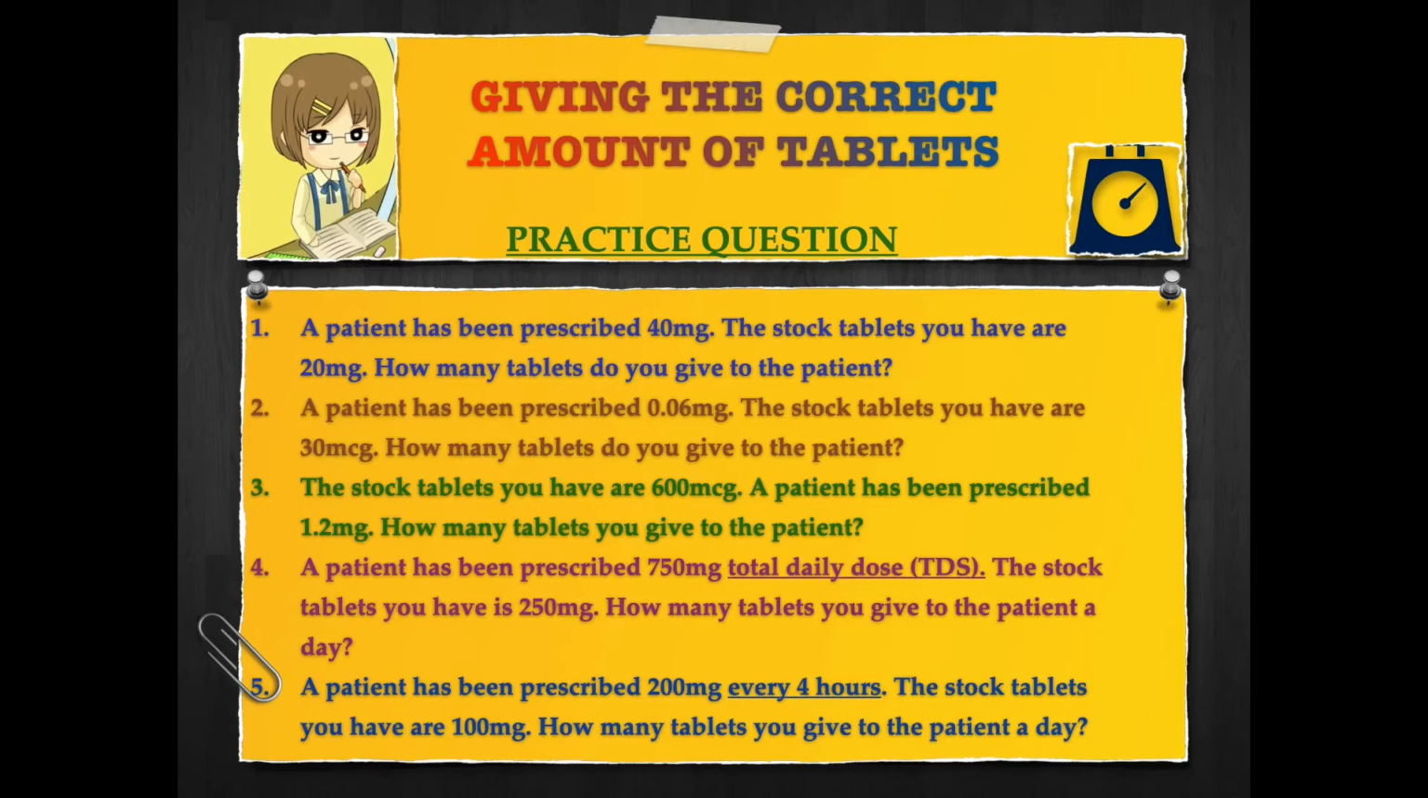Fifth question is, a patient has been prescribed 200 milligram every 4 hours. The stock tablets you have are 100 milligram. How many tablets do you give to the patient a day? So here the patient needs a dose every 4 hours. That means in 24 hours the patient needs 6 doses, 24 divided by 4 hours. So 6 doses a patient is getting. So 6 into 200 is 1200 milligram. And you have to apply this in the universal formula and you will get the answer.